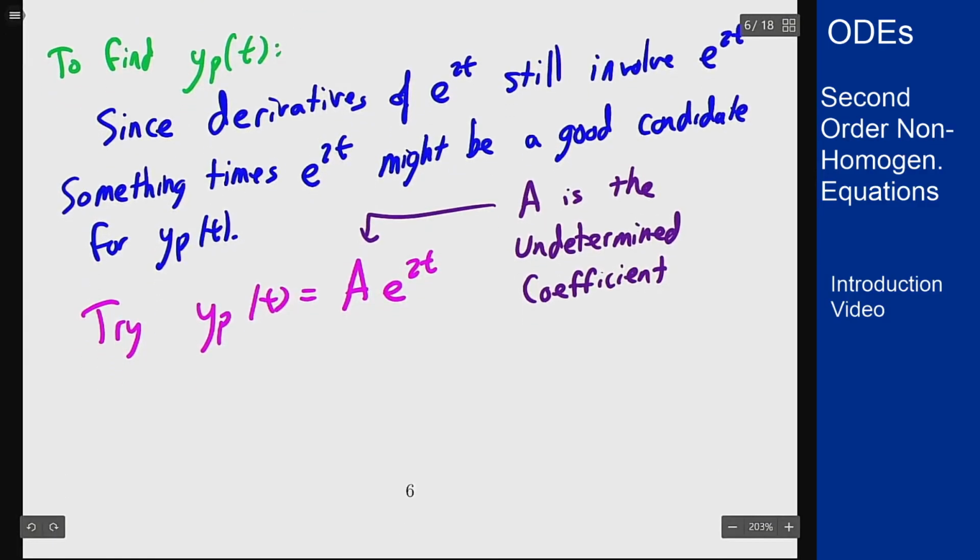We're going to take this and plug it into our differential equation and see what happens. So if this is our yp, then yp prime is just 2a times e to the 2t, and yp double prime is 4a e to the 2t. And then let's plug in.